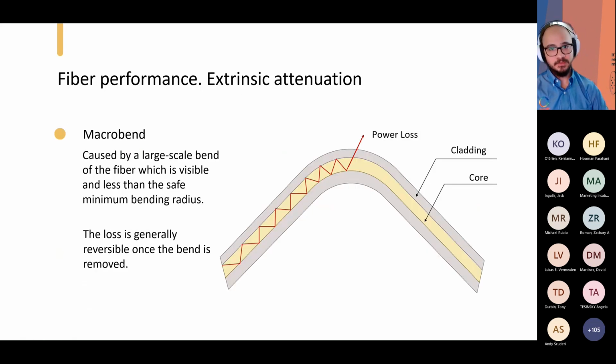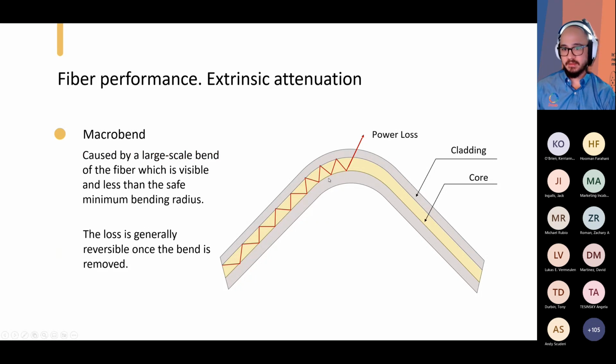Extrinsic, think external attenuation. Macro bends is the most common one here. It's caused by like a large scale bend of the fiber, and that's something you can see with your own eyes. And this typically happens when you exceed the safe minimum bending radius of whatever fiber you're working with. And the loss is typically reversible once you remove the bend. It's not permanent.